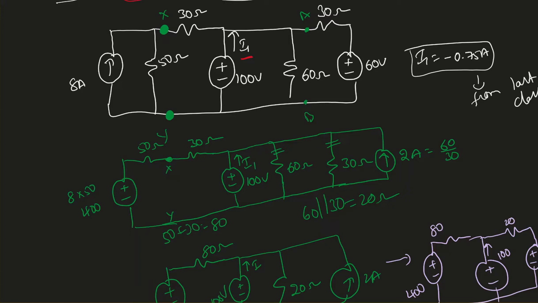Okay, in one of the previous videos, by using the superposition theorem, I already found this I1 as negative 0.75 ampere. So we're going to verify it by using the source transformation theorem. Okay, we don't need to worry too much about this number.